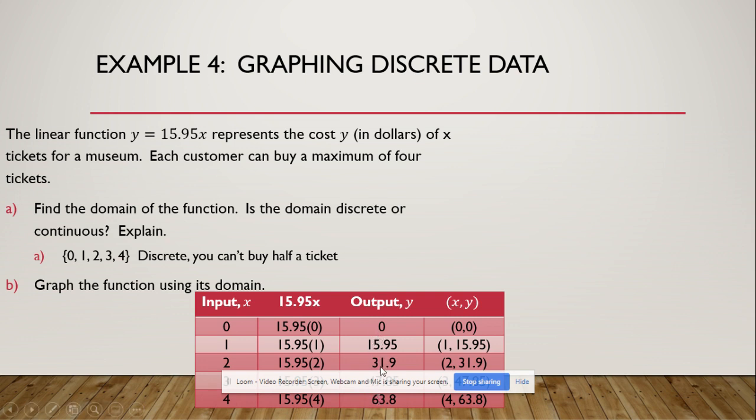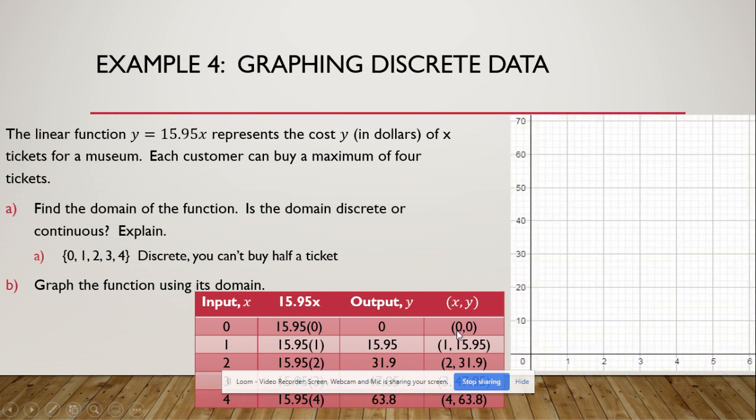So 0, 15.95, 31.9. In the fourth column, I am creating my coordinate pair, which puts the input number with the output number. So 0, 0, 1 and 15.95, 2 and 31.9. Now that I've got this final column, the fourth column is the main thing we were looking for. That is all the points we want to put on the graph. So now we've got our graph. We're going to start graphing those points. 0, 0, 1 and 15.95, 2 and 31.9.